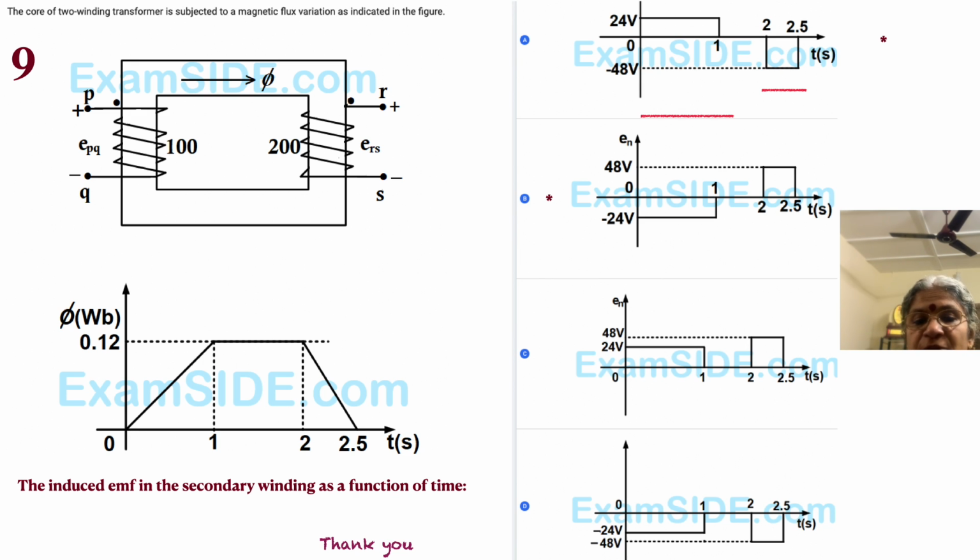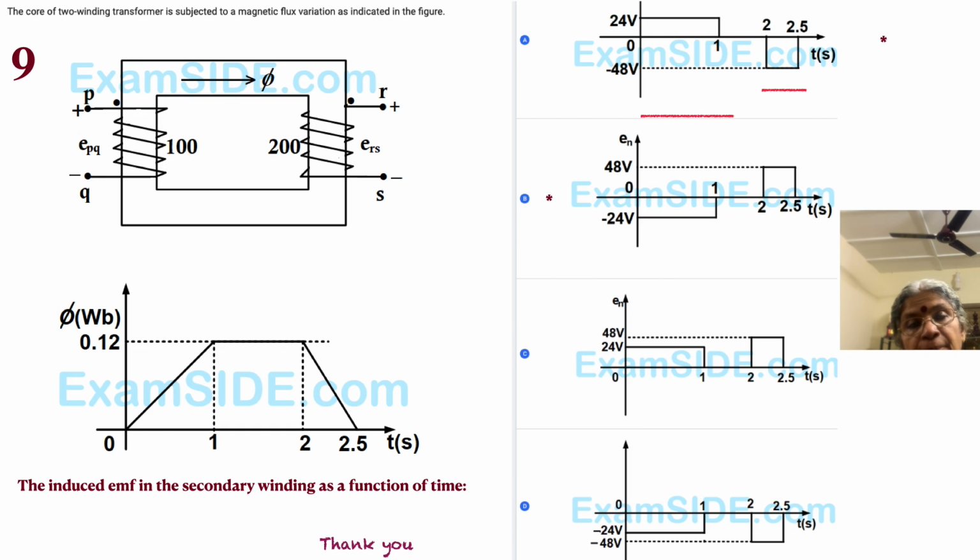The secondary voltage is what is asked. So 200 into 0.12 gives us 24 volts, and it remains constant. Then when you have a flat top portion for the flux, there is no change in flux, so d phi by dt is equal to 0, and the total voltage goes to 0. So the answer is true in option A, because we have 24 volts as a pulse, and then it goes to 0.